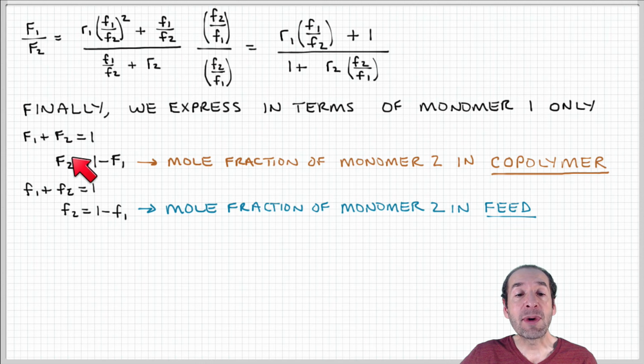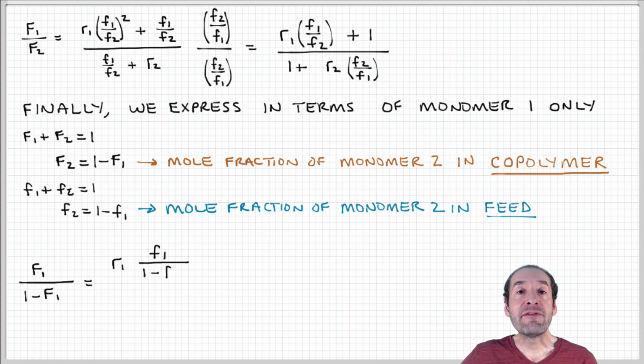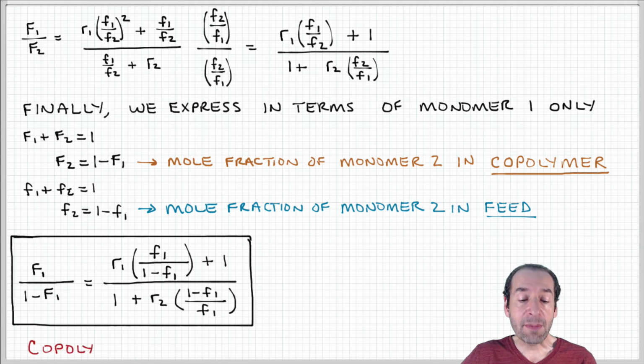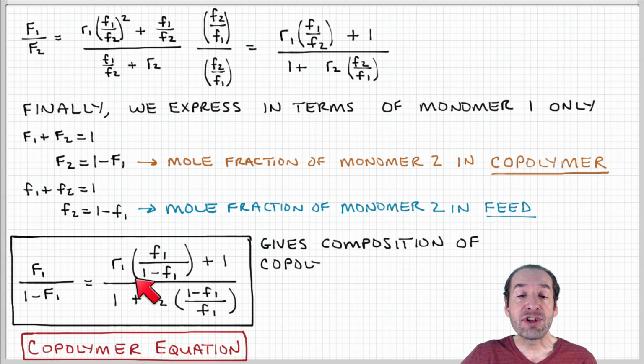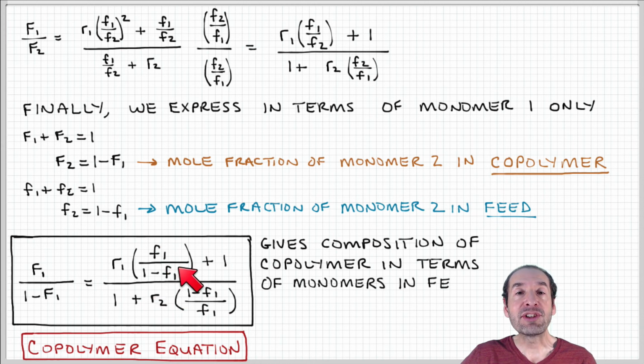So in other words, I can express the mole fraction of monomer 2 as 1 minus the mole fraction of monomer 1. So I can express one in terms of the other, and that allows me to then rewrite this expression in a form that involves only one of these species. So if I rewrite this in terms of only monomer 1, then I have the following expression below. F1 over 1 minus F1 equals these terms that involve reactivity ratios and the mole fraction of monomer 1 in the feed. This is an important relationship.